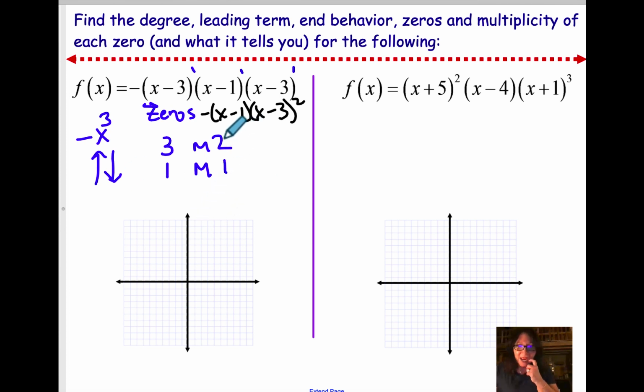Okay, so my y-intercept, let's look at that first, is going to be a negative times a negative, which is a positive, and a positive times a negative is a negative, times a negative is a positive. So that means that somewhere up here, I'm going to have a positive y-intercept.